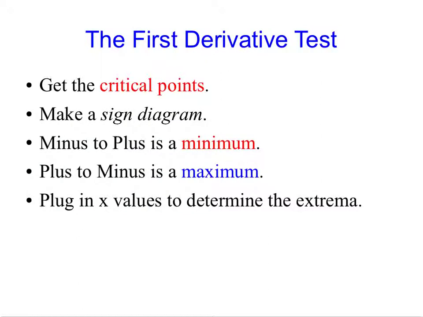Here's a summary of that first derivative test that's a little easier to read. We're going to get the critical points. We're going to make that sign diagram. If the sign diagram goes from minus to plus, we have a minimum, and that's because, remember, the minus means we're decreasing, and the plus means we're increasing, so that's a minimum. And if we go from plus to minus, we're going to have a maximum, because that means increasing to decreasing, so there's a high point. And then to get the extreme values themselves, we plug in the x values of these relative maxes and mins into the function to figure out how high or how low they are, to get the y value.